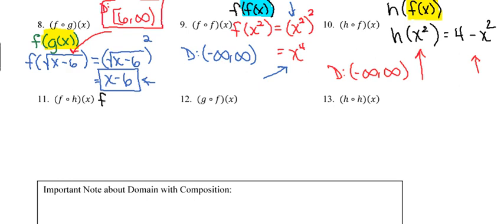So I've got f of h of x. And again, I'm going to start with the parentheses. So I'm going to replace h of x with the function. And h of x was 4 minus x. So now I'm going to go to my f function, and anywhere I see an x, I'm going to replace it with a 4 minus x.